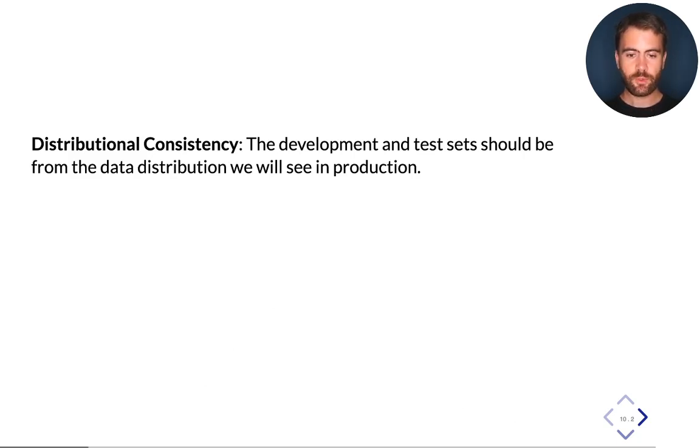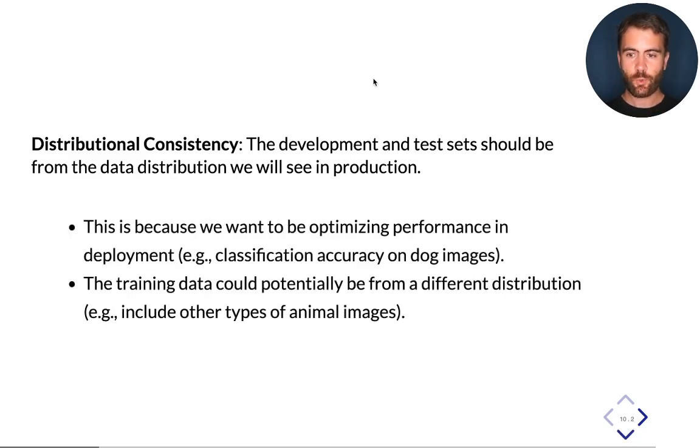As an example, consider an image classifier that detects whether a particular image contains a dog. So if we want to predict how well our algorithm will be detecting dogs, we want to have a set of images of dogs in our holdout and validation set, in our development and test sets.